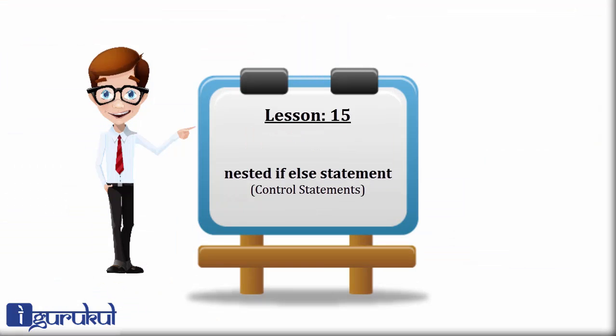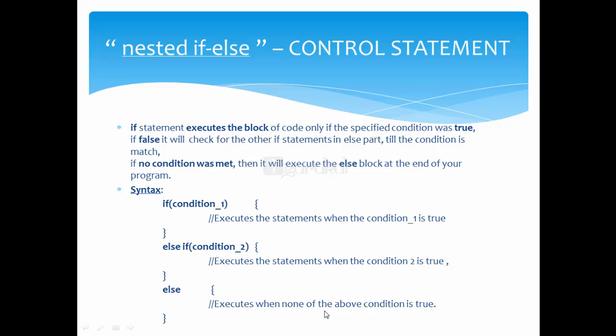We will be continuing our previous topic, that is decision making statements, with nested if else. So let's have a look at the nested if else first. Our definition says if condition 1 is true, then it will execute the statement in the condition 1 part. If it is false, it will look for another if condition in the else part. If condition 2 is true, it will execute condition 2. If false, it will look for another condition in the else part. If none of the conditions above was true, it will execute the last one, that is our else part. So let's see it practically.